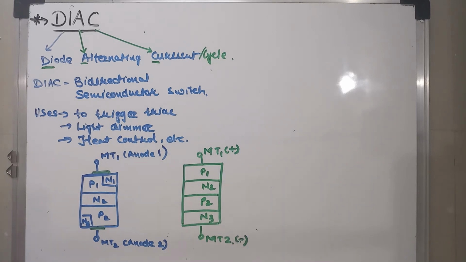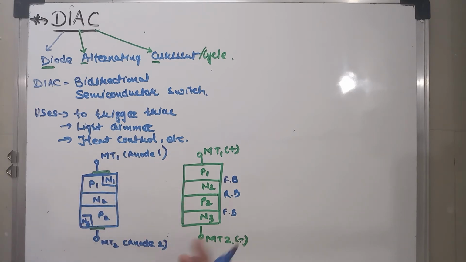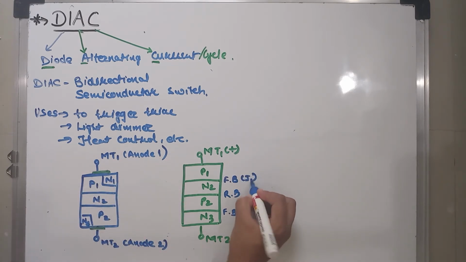Current starts to flow from MT1 to MT2 when, see here, the P1 and N2 junction is forward biased. In the same way, the P2 and N3 junction is also forward biased. But the N2 P2 junction is reverse biased. It is exactly like the SCR. An SCR also has 4 layers, PNPN, having 3 junctions, labeled J1, J2 and J3.